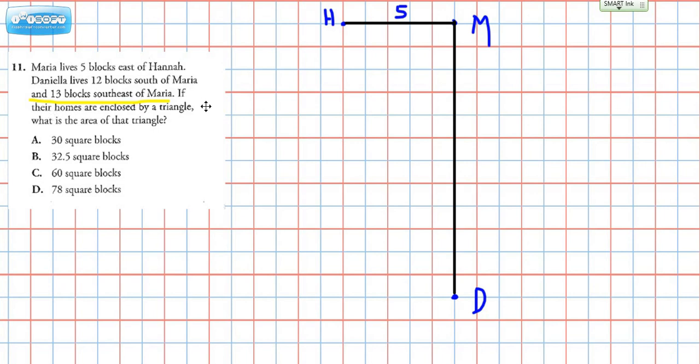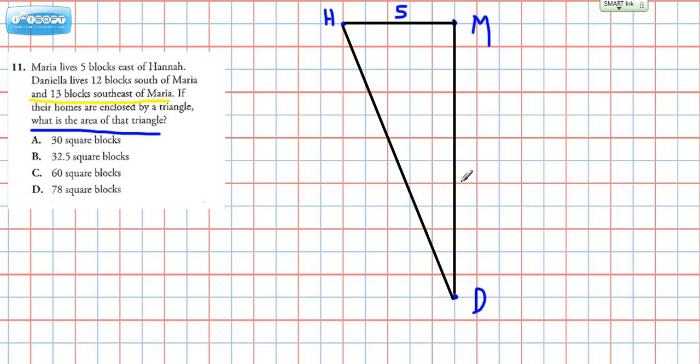If their homes are enclosed by a triangle, what is the area of that triangle? Now, we can finish off this triangle by doing this. And I think what the intended question was, you know, what's the area of the triangle? And they probably should have just left this little yellow piece out. So let's pretend that that's not there.